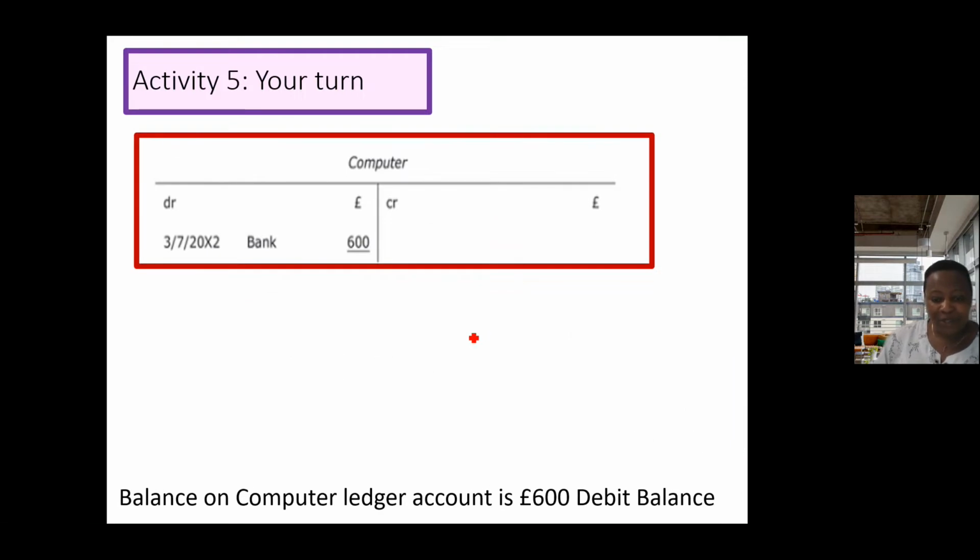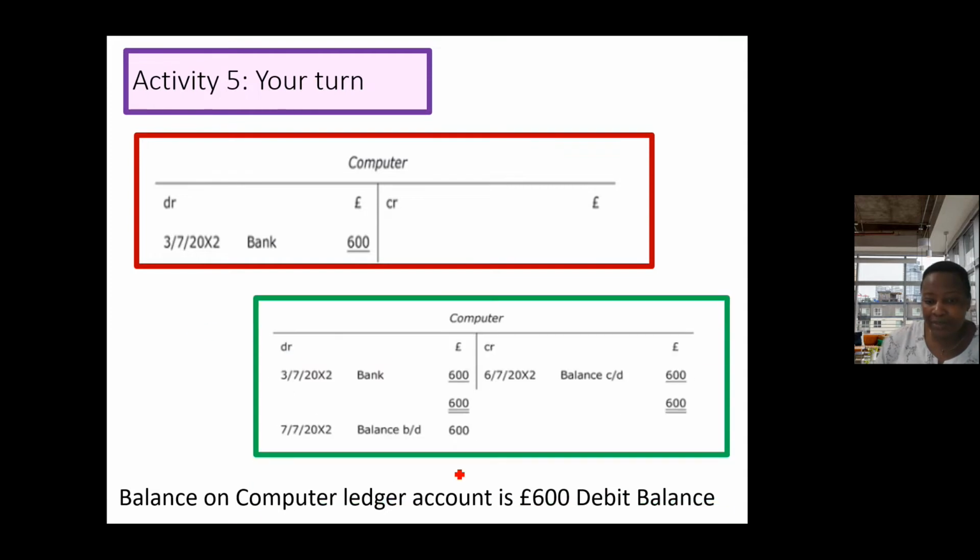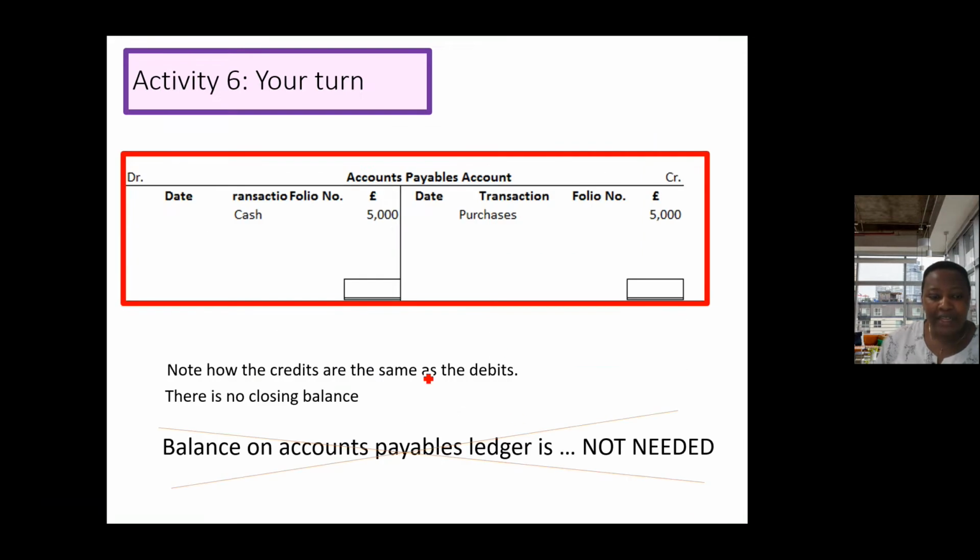Another one. Do you want to pause the video and try? You have your computer account. Your computer is an asset account. So we have an increase in computer because you bought the computer using money in the bank, 600. So you balance both sides by what? Having your balance carried down here, 600, balance brought down here, 600. Simple. Balance carried down, 600, makes them both equal. And then you have your balance brought down. So at the beginning of the next period, you know that you have a computer that is worth 600 in assets.